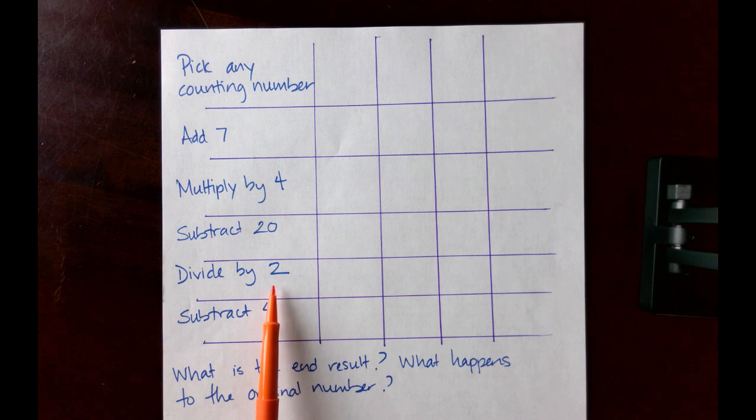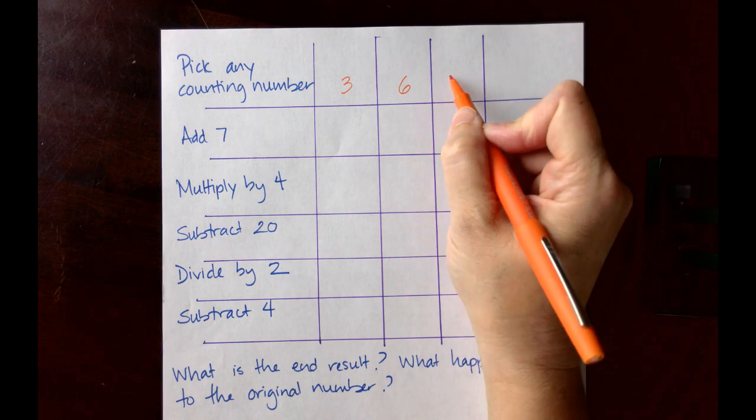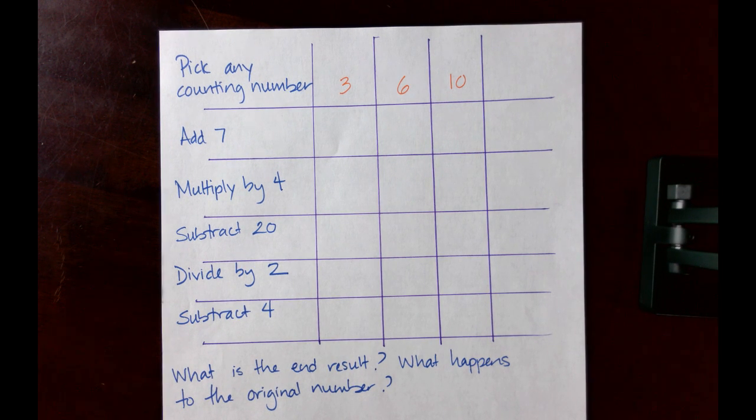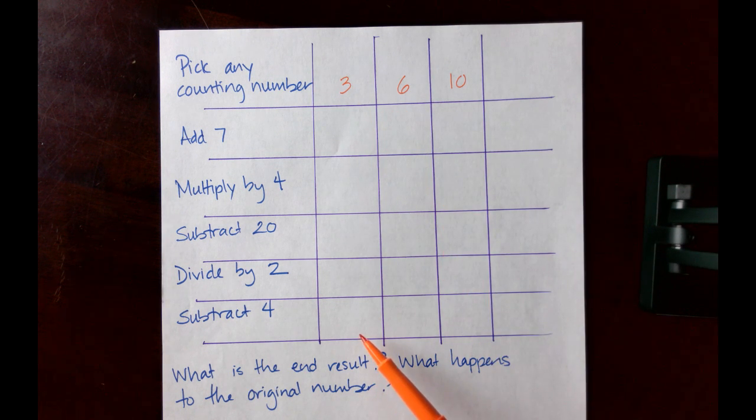Then take that answer and divide by 2. Take that answer and subtract 4. I'm going to pick my counting numbers as 3, 6, and 10, but you can pick any counting numbers that you like. I encourage you to pause the video, fill out your table, and see what you think the pattern is from your beginning counting number that you select to the very ending result.